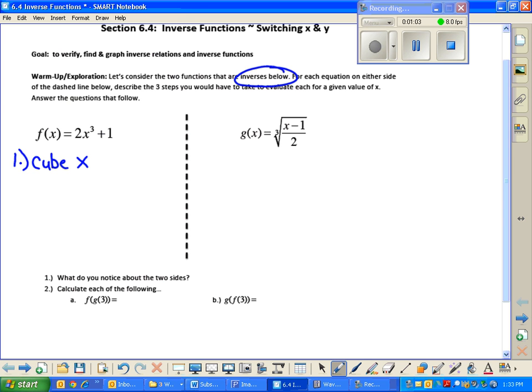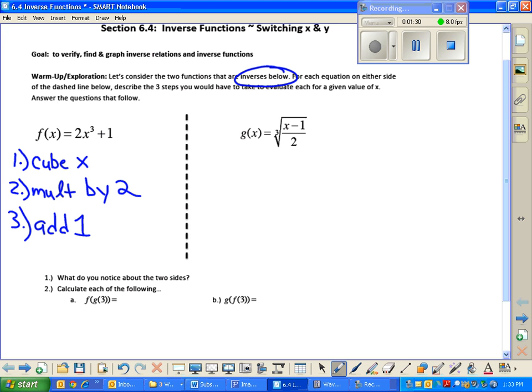What would you have to do next? Yeah, so step 2 would require us multiplying by... oh, that's kind of confusing. I'll just write the word. Let's multiply by 2. And the last step, what would I have to do then to evaluate this function? Emily, add 1.